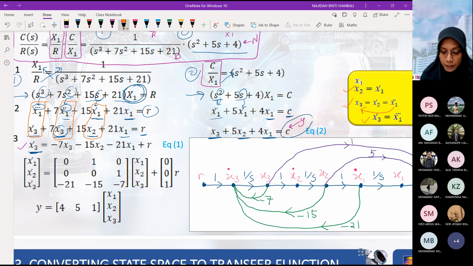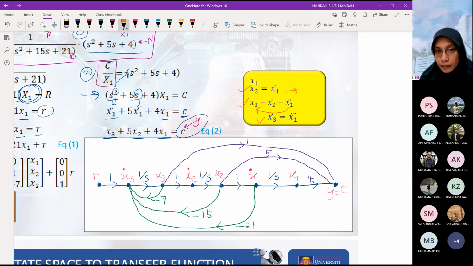And if we take this equation and differentiate, it will become x2 dot equal to x1 double dot, where x1 double dot is also equal to x3. So we have this equation. So we have completed our set of state variables in the yellow box. That's how you determine your set of state variables.